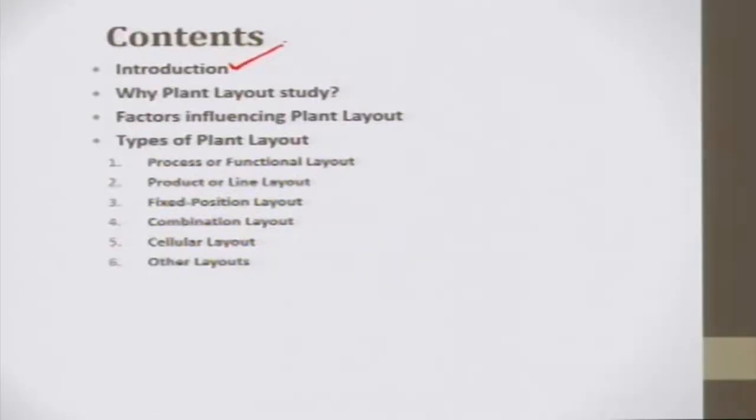So I will try to cover an introduction to plant layout. So why plant layout study is important, then we will discuss certain factors that affect the plant layout, then the types of plant layout, and we will see the advantages and disadvantages of all these: process layout, product layout, fixed position layout, combination layout, cellular layout and some other miscellaneous layouts.